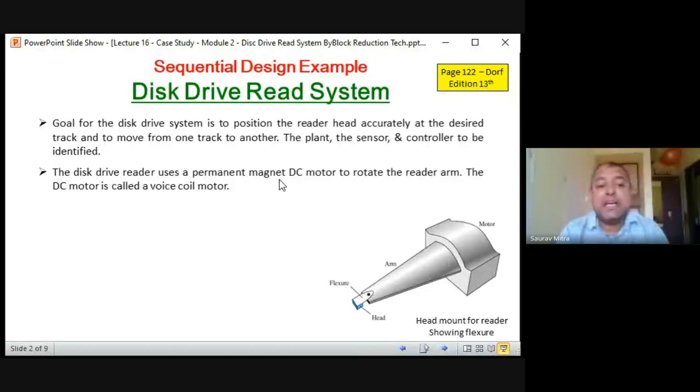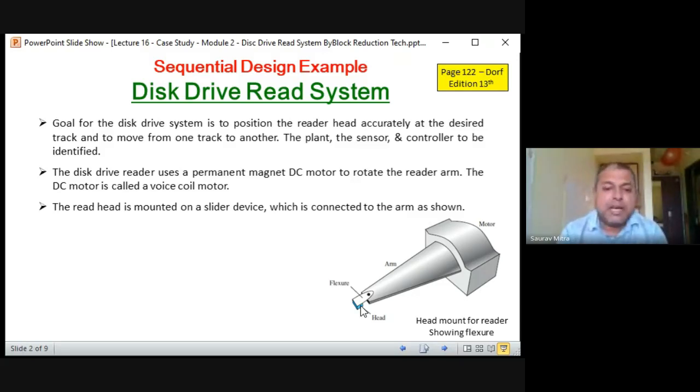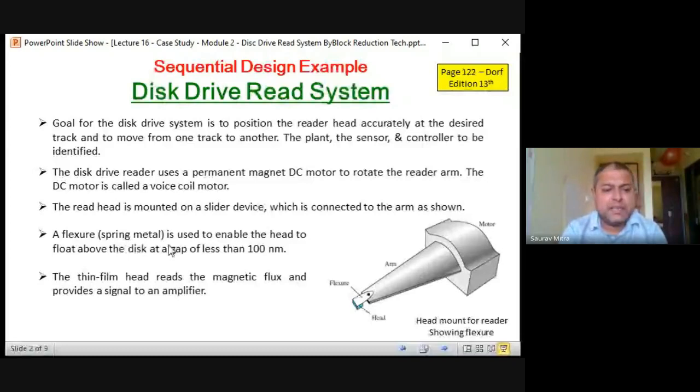So the disk drive reader uses a permanent magnet DC motor to rotate the reader arm. So this is the reader arm. This thing actually rotates, and the DC motor is called a voice coil motor. So this is the voice coil motor, and this is the arm. This arm rotates and picks up the signal embedded in the disk. The read head is mounted on a slider device which is connected to the arm shown. There is a slider device here, and this is on the arm shown. This is the construction, so a flexure, spring metal. So this is the flexure of spring metal.